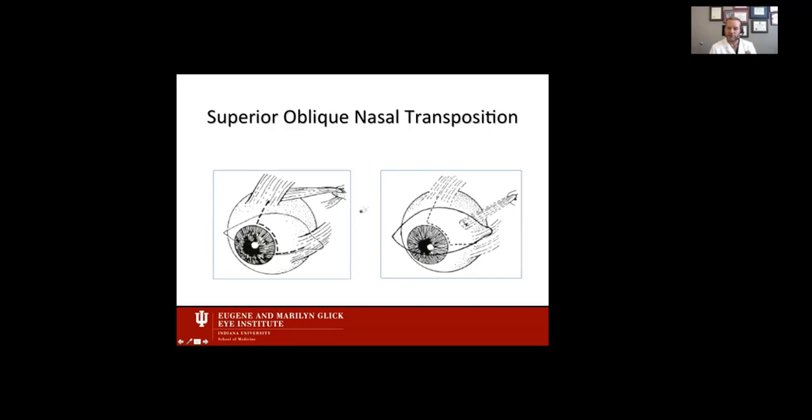This is an alternative to doing things like fixating the eye with a suture to the periosteum nasally through the medial rectus. I like to do this with the superior oblique instead. So I'll shorten it and transpose it down here to help hold the eye in.